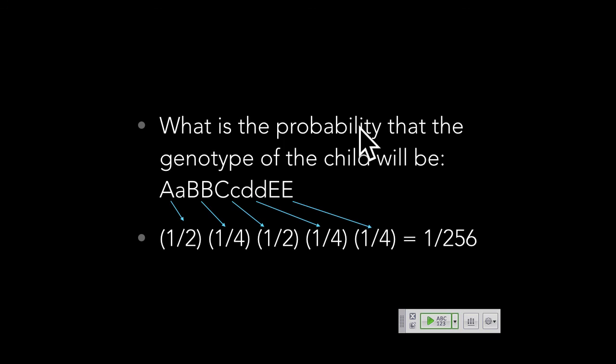So let's make it a little bit different. What's the probability that the genotype of the child will be this? All right? It's not as complicated as it looks. They're crossing heterozygotes. So a little Punnett square in your head: 2 heterozygotes. Probability of being a heterozygote, 1/2. Homozygous dominant, 1/4. Heterozygote, 1/2. Homozygous recessive, 1/4. Homozygous dominant, 1/4. Multiply those out, 1 out of 256.